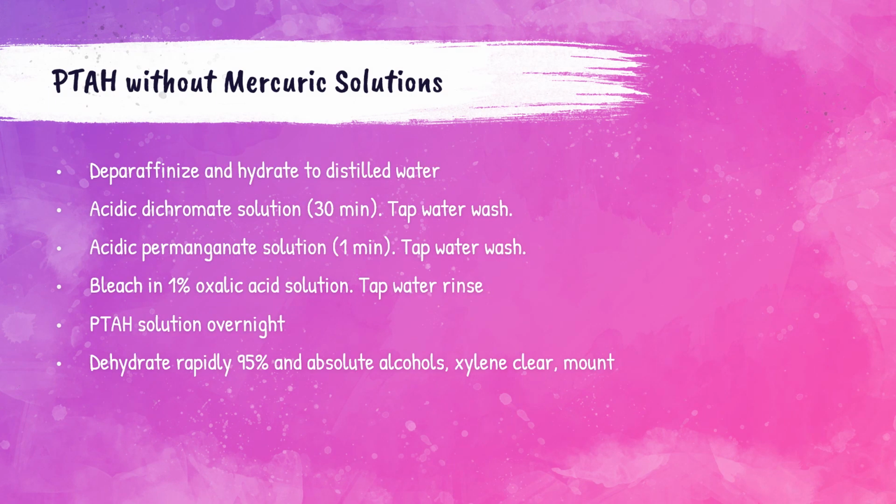For this procedure, the tissue should be deparaffinized and hydrated to distilled water. Place in acidic dichromate solution for 30 minutes and then wash with tap water. Then it should be placed in acidic permanganate solution for 1 minute, then washed with tap water again.